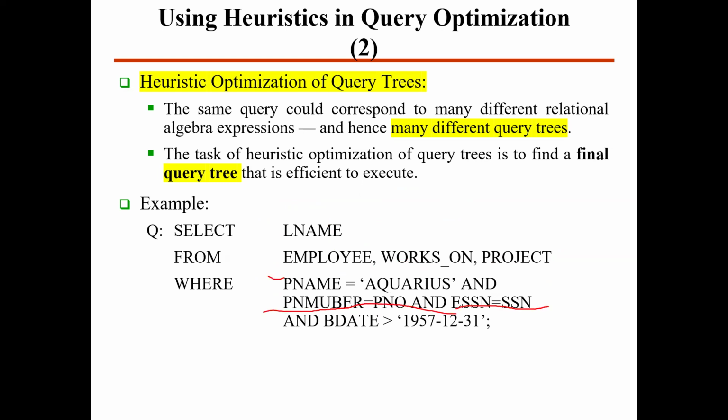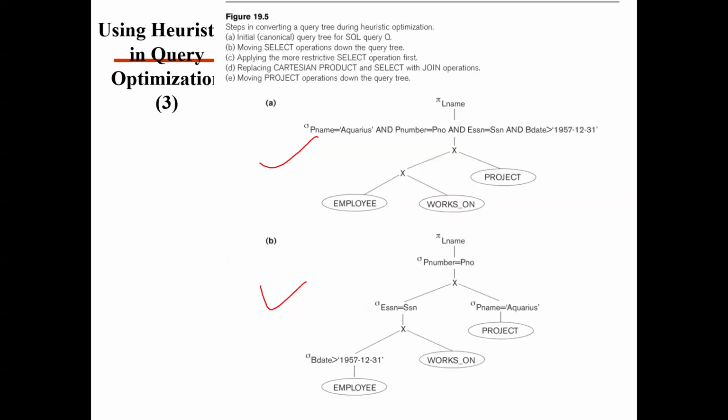Okay. And we have this predicate and this predicate. Predicate means the where condition. And we have 3 tables to retrieve the data from. And actually, we want the last name for the employees who are working on the Aquarius project and whose birth date is greater than this given one. Okay. So this is our query. Now let us see how we work on this query. We have how many canonical forms given here? A, B, C, D, E. So let us see how we draw 5 versions of query tree on them.